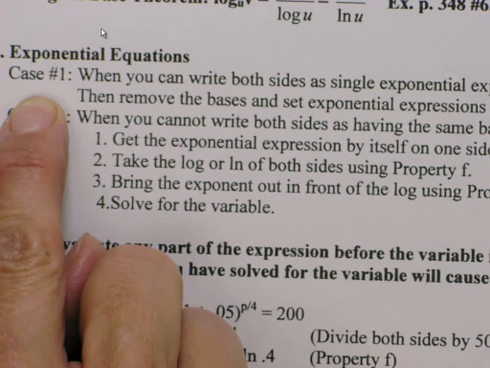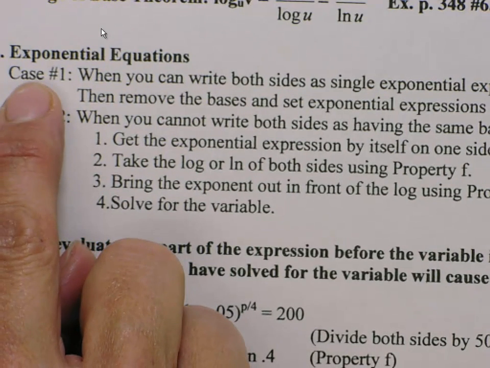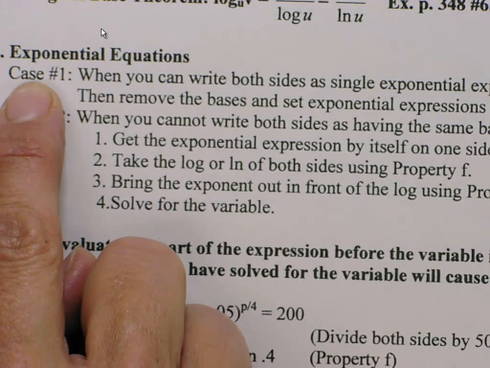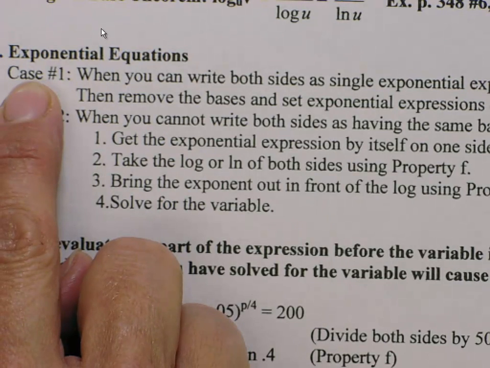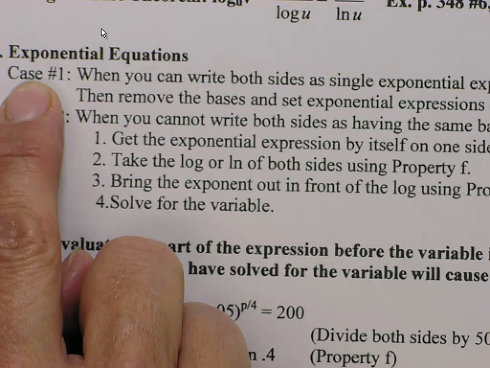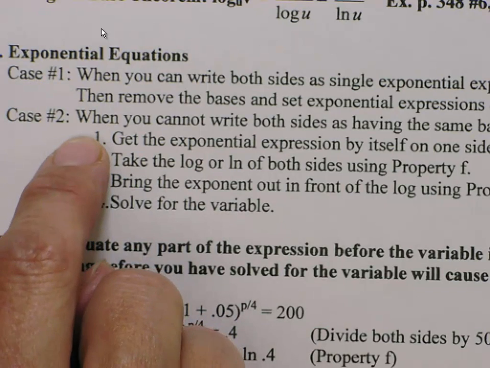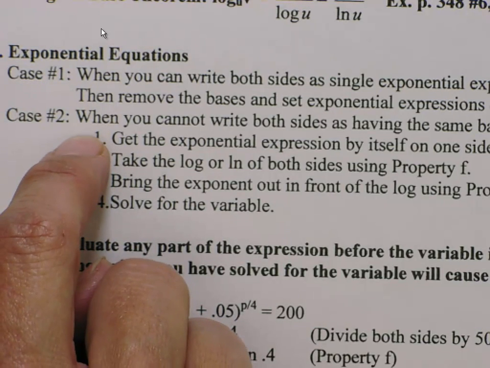If you can write both sides having the same base, then just take off the bases and set the exponents equal to each other. So that's always the first thing you need to ask yourself when you see an exponential equation: can I write both sides having the same base? Because that's definitely the easiest way. But if the answer is no, then how are we going to get those exponents out of the air? Take the log or natural log of both sides. And it doesn't matter which one you use, as long as whatever you do on the left, you do the same thing on the right.